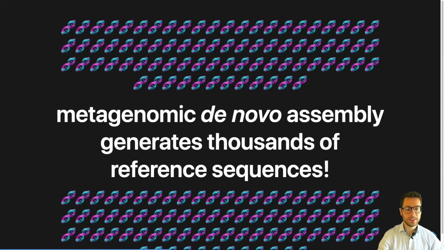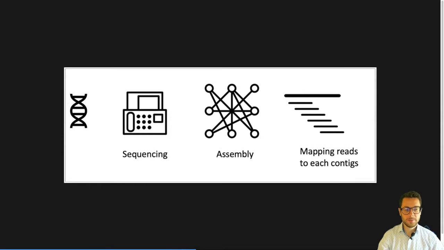However, when we work with metagenomics, and especially metagenomic de novo assembly, we potentially generate thousands of reference sequences, since each contig that we assemble is going to become its own reference sequence. So the workflow is pretty similar, still starting with DNA extraction, library preparation, sequencing. Then we go into the step of de novo assembly, and then we map all the reads back to all the contigs that we assembled. Hence this many, potentially hundreds of thousands of reference sequences.